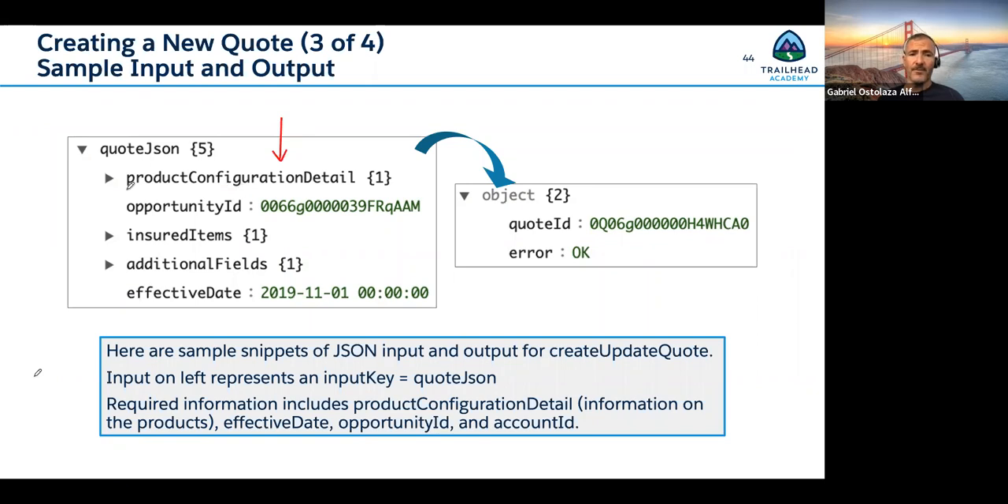So this is the input that you need. You need a product configuration detail, right? A node that is going to contain, well, all the information about the policy. And you need the opportunity ID, right? And then you have insured items and additional fields and effective date, right? So all of that is necessary in order to build up the quote. And then you will get as result, as output, the quote ID. And the quote ID will be used by further services.